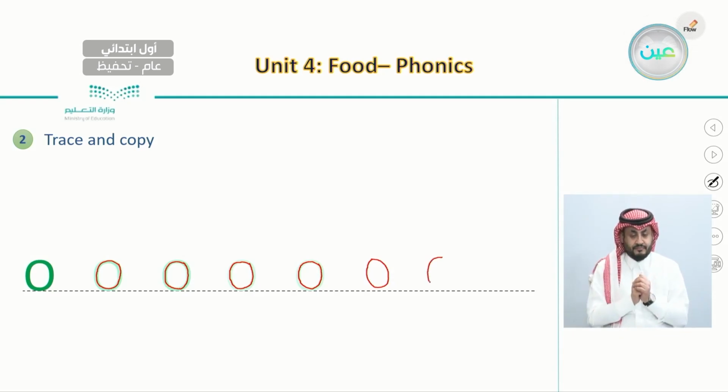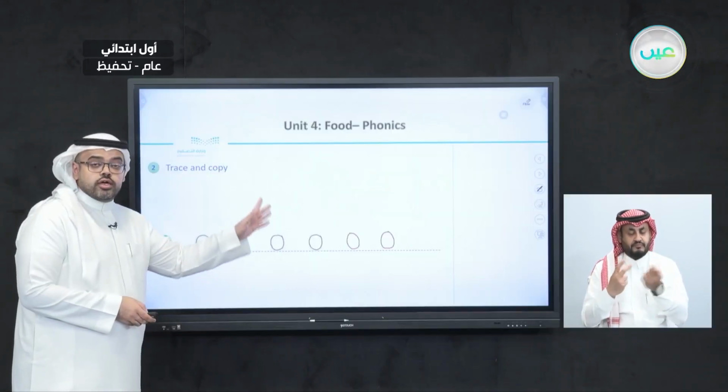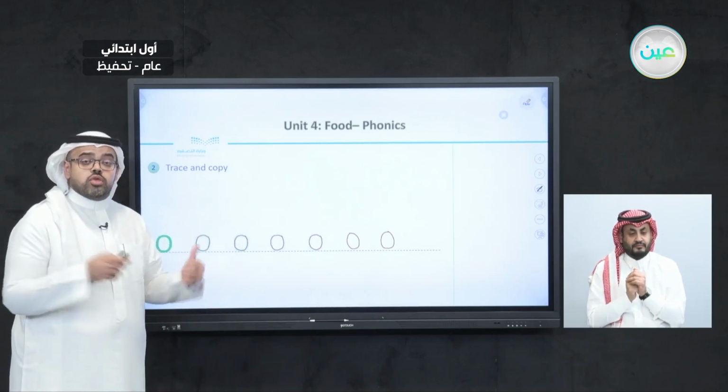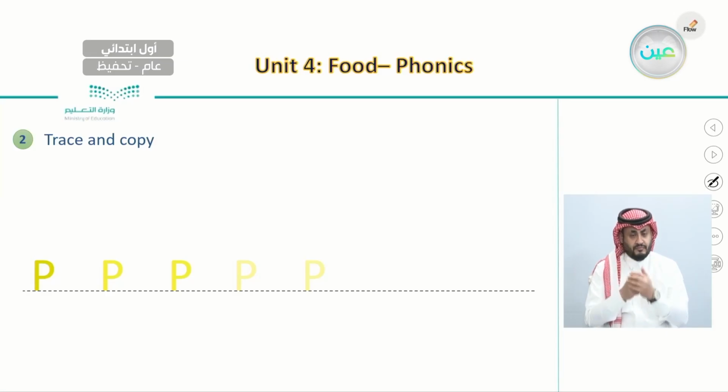So try it, and before you write, it's important that you do the tracing. First, it's important to trace the letter, and after this, you have the freedom to write it on your own. Let's do the other letter. Let's try now to trace this letter and then copy it and write it down. So here we have the letter P. The letter P from the word parrot.